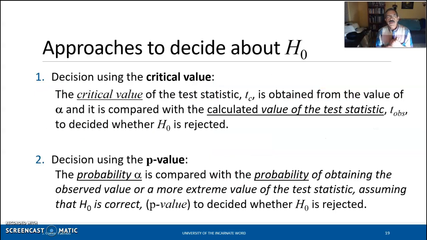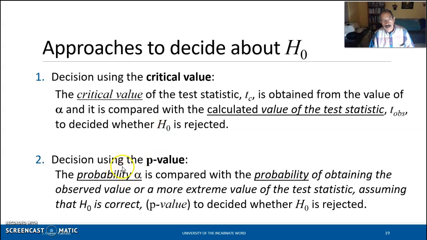All right, there are two approaches to make a decision about the null hypothesis. One is what we call the critical value approach, and another one, which is equivalent, but different, is the p-value approach. In the critical value approach, we determine the critical value of the test statistic using the significance level. And then we compare that critical value, t sub c, with the calculated value of the test statistic, t observed. That's based on the statistics from the sample. And through that comparison, we make a decision about the null hypothesis.